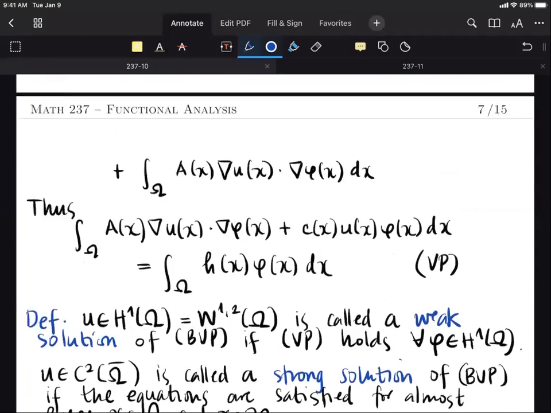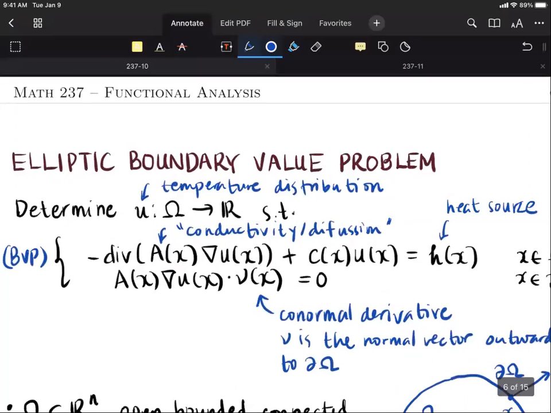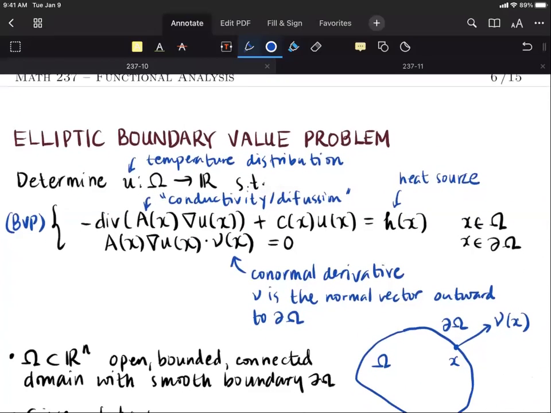So that's it for the Lax-Milgram lemma and its application for elliptic boundary value problems. In the next lecture, we will discuss theorems that go beyond the classical Lax-Milgram lemma.